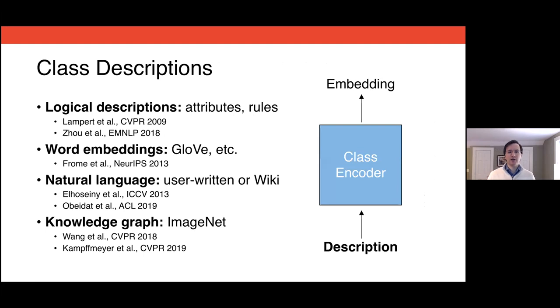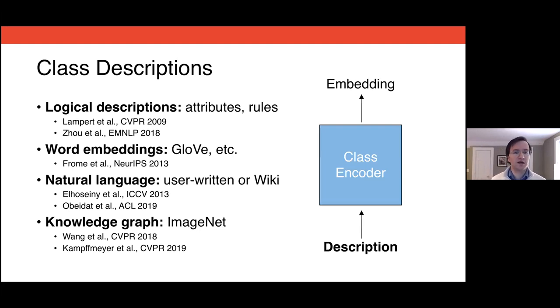Naturally, a lot of the work on zero-shot learning since the early work has focused on the class encoder. What should we use for the description and the class encoder? And there are interesting trade-offs here, because the descriptions can vary in terms of how easy they are for humans to produce, and also how much explicit, or how much discriminative, information they make available for the actual task. So this is a quick rundown of some of the broad categories that people have considered.